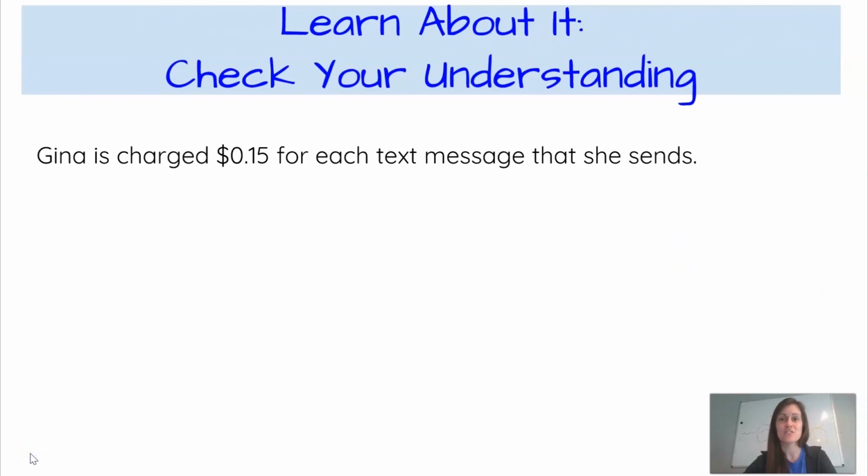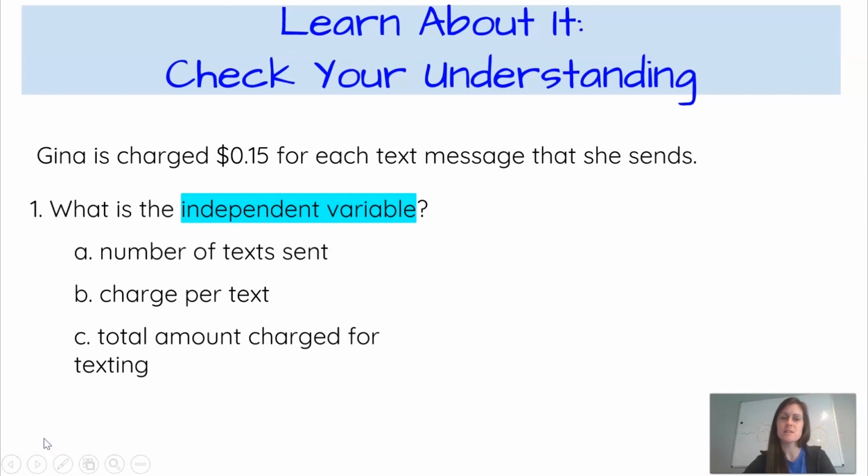So now let's check your understanding. On the screen is a real-world problem situation, and I'll put up 2 multiple choice questions for you to identify the independent and the dependent variable. Gina is charged 15 cents for each text message that she sends. What is the independent variable? The number of texts sent, the charge per text, or the total amount charged for texting?